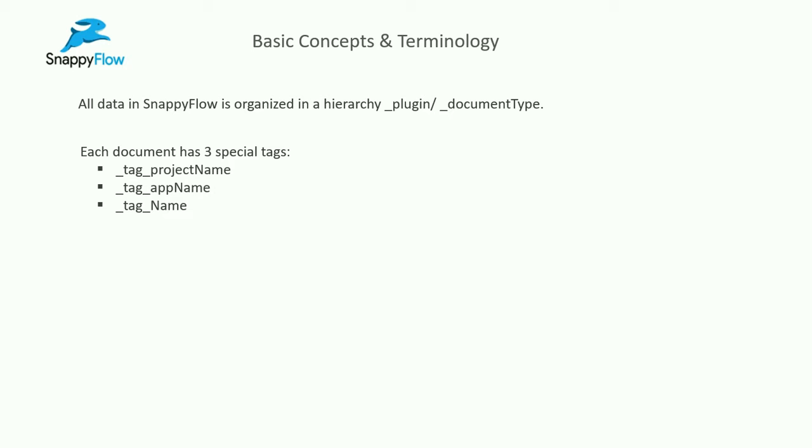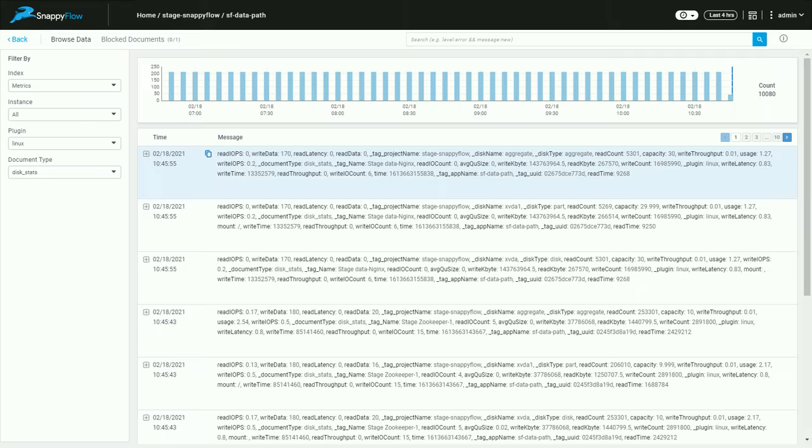All the data in SnappyFlow is organized in a hierarchy of plugins and document types. And each document or record has three special tags for the project name, app name, and instance name. Let me show this in browse data. So in all the records, we have a project name. Here in this case, it's stage SnappyFlow. Application name, SF data path, which is my application. And tag name, which has the instance name. Also, we have plugin and a document type.